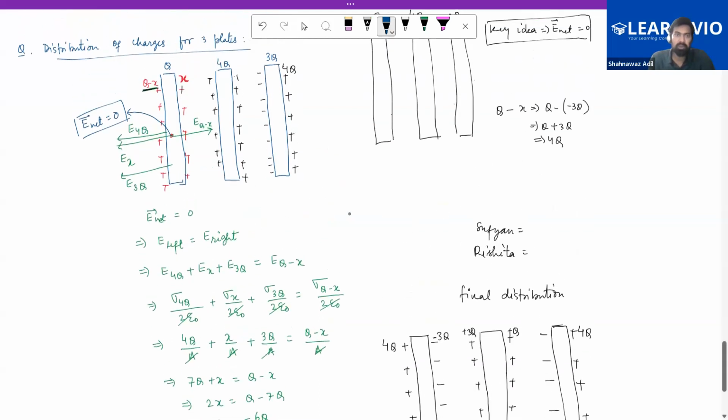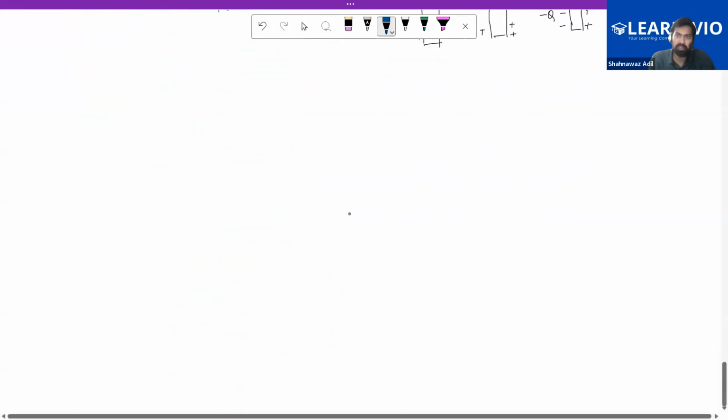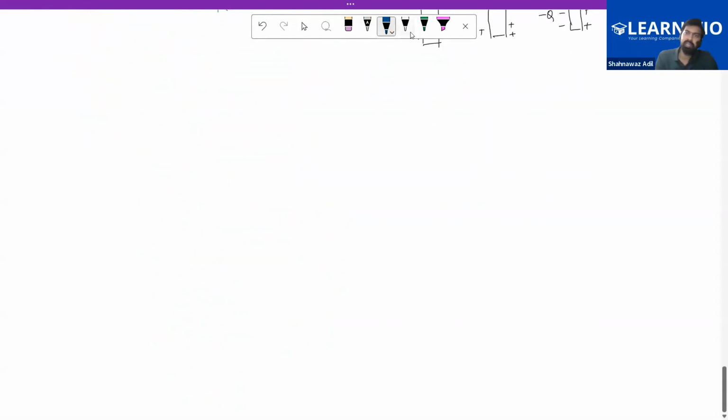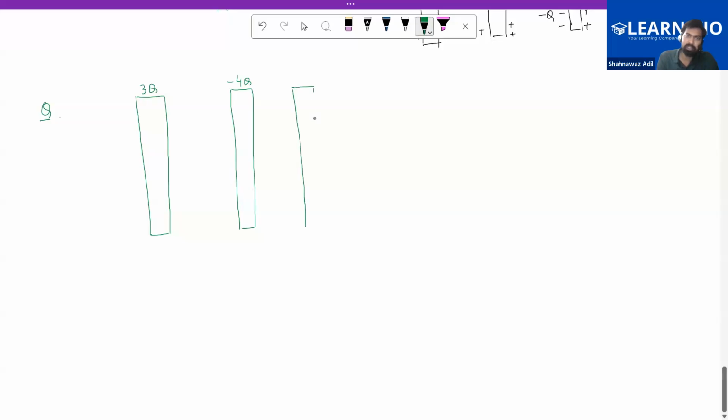Okay, good. So now let me give you guys one question, and please try to solve it. Again, the same problem, and the distribution goes like this. We can increase the number of plates to 5 or many more, but let's take 3 plates. This is 3Q, this is minus 4Q, and this is Q. So this is the initial distribution.